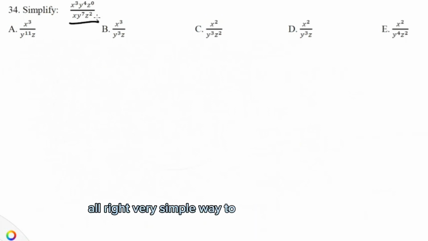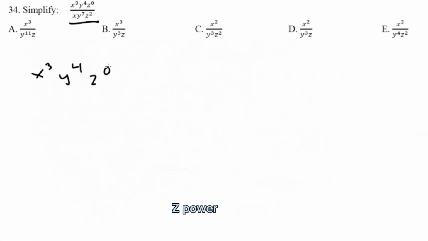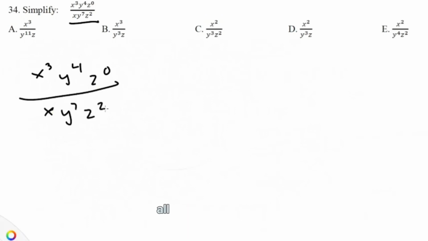Alright, very simple way to solve this problem. It's not that complicated. So let's write it out. x cubed, y power 4, z power 0 over x, y power 7, and z squared. Alright, so right here, what we have is just two large values divided by each other. The good thing is these are the same variables, x, y, and z. So we can just calculate using the exponents.